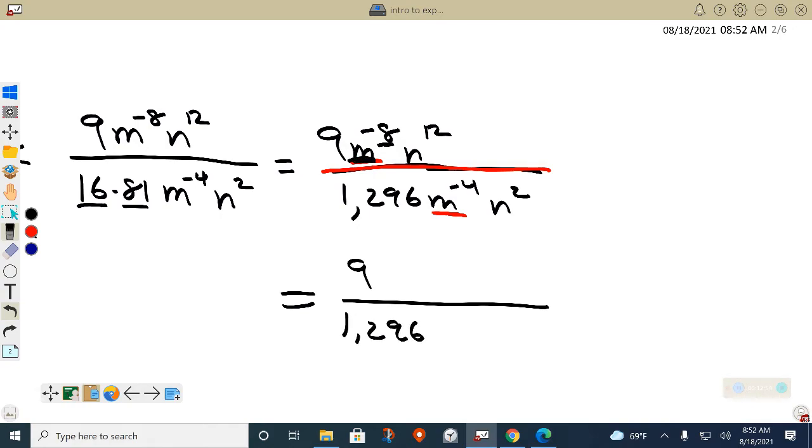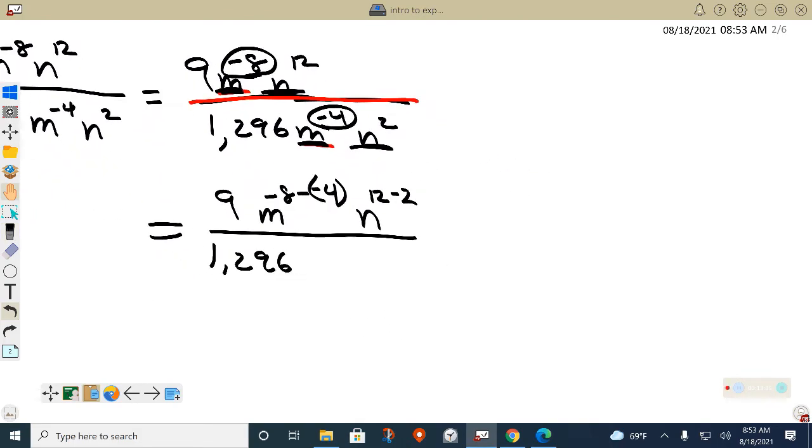M to the negative 8th divided by m to the negative 4th is going to be, watch this now, you got to be careful, m to the negative 8 minus negative 4. Ouch. I'm subtracting the exponents, the negative 8 minus a negative 4. Careful. Let me do the n's also now. Look at n to the 12th, n to the second. That's going to be n to the 12 minus 2 power. Rocking and rolling. Let's keep going.